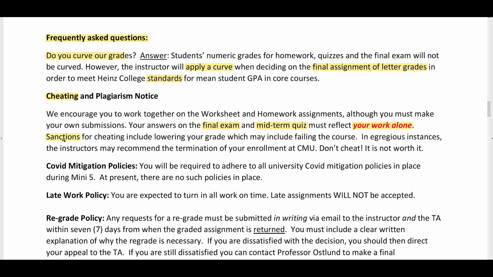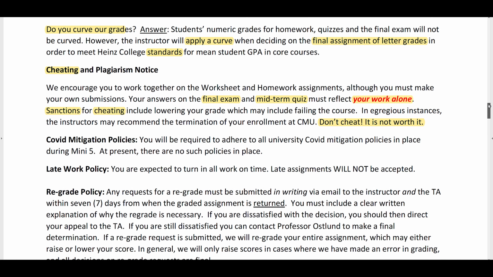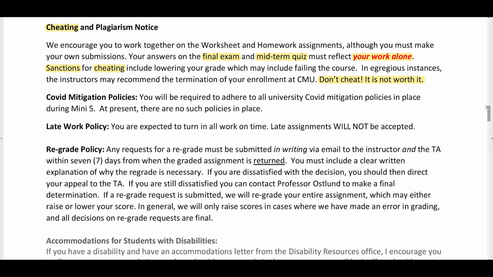Now, there are severe penalties for cheating, so don't do it, all right? You could have your grade lowered considerably at the least, and at worst, you might be terminated from the university. So just don't do it. It also won't help you, because even if you get apparently a good grade in this course, the minute you go talk to an interviewer and pretend to know something about statistics, they will figure out very quickly that you actually don't. So it won't help you get a good grade if you don't know the stuff.